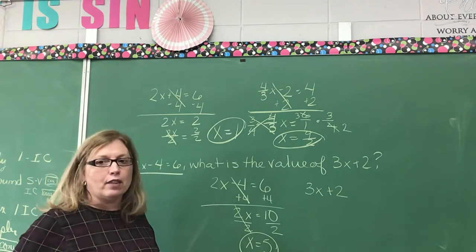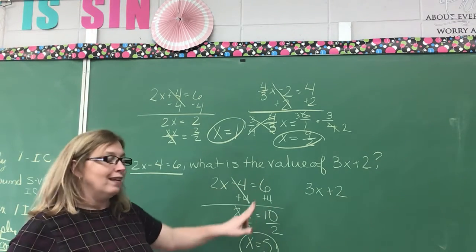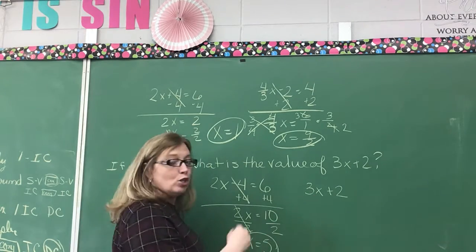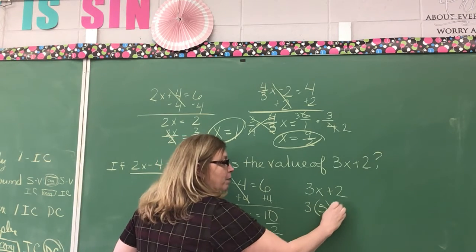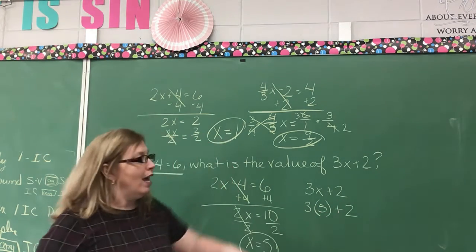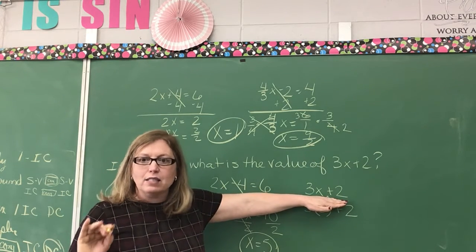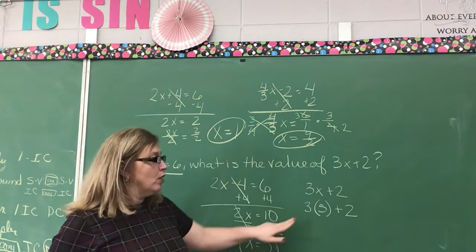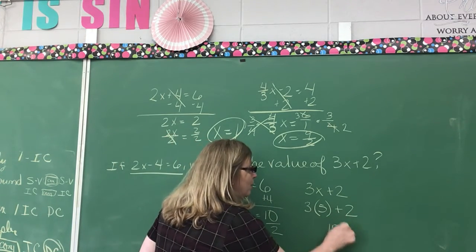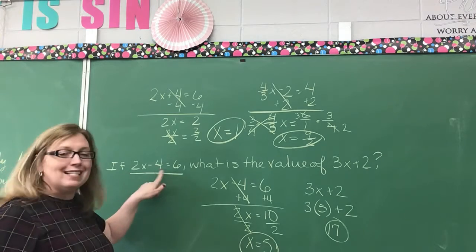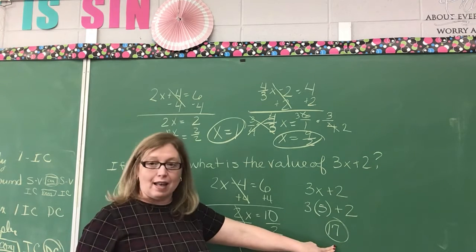Now, I solve the other one. How do I solve it? Well, I just learned that x equals 5. Write your equation. Now substitute. 3x means to multiply, so put 3 parentheses, x equals 5, so put the 5 there, plus the 2. Does everybody see what I did? I wrote the equation out of my problem, then I simply substituted the x for the number that I found, which in this case was 5. So 3 times 5 is 15, plus 2 is 17. So if 2x minus 4 is 6, then the value of 3x plus 2 is 17.